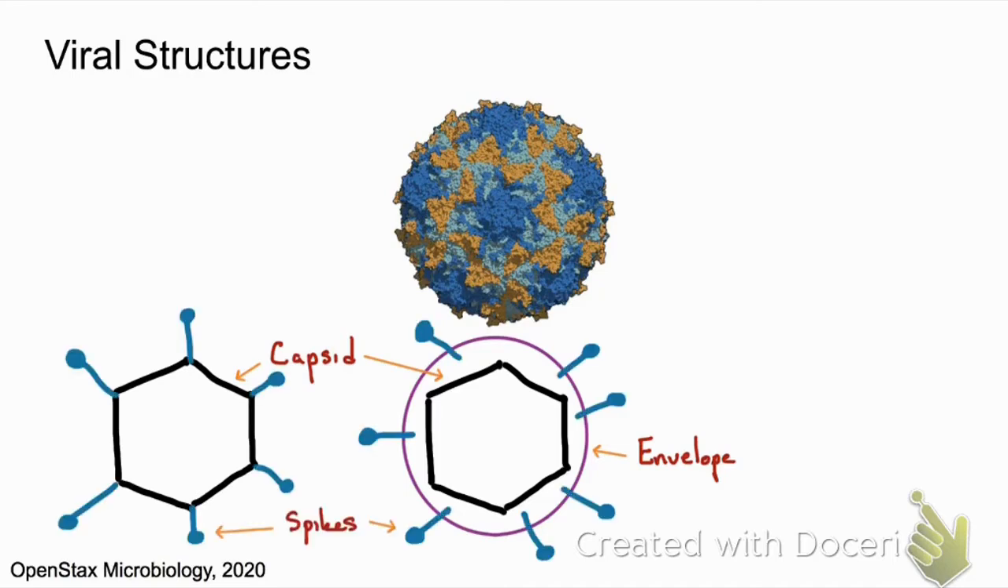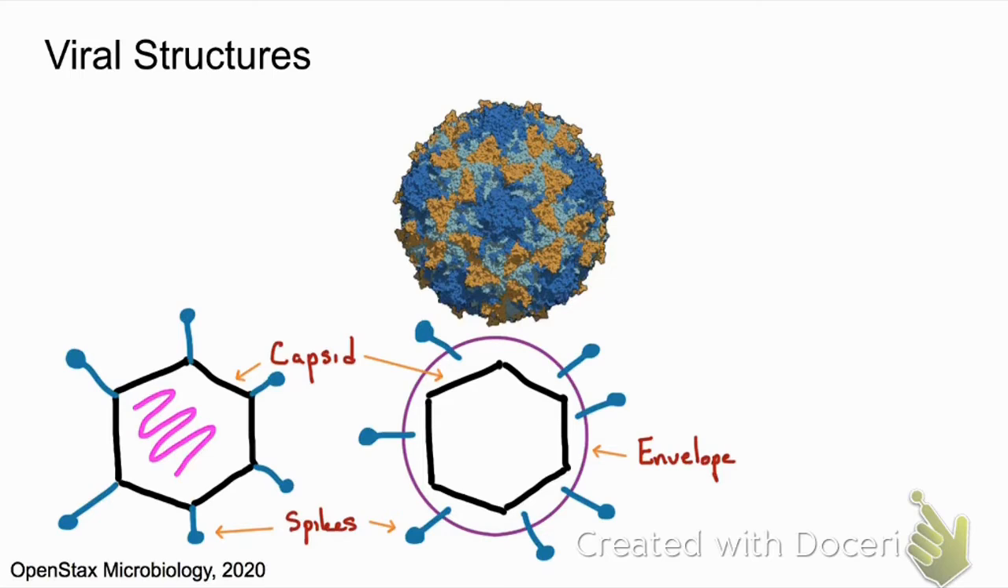All viruses are going to have what's known as spike proteins. These are proteins that bind to receptors on the surface of host cells and are going to be required for attachment and potentially also entry and uncoating of the virus, which we'll talk about in the next couple of slides.